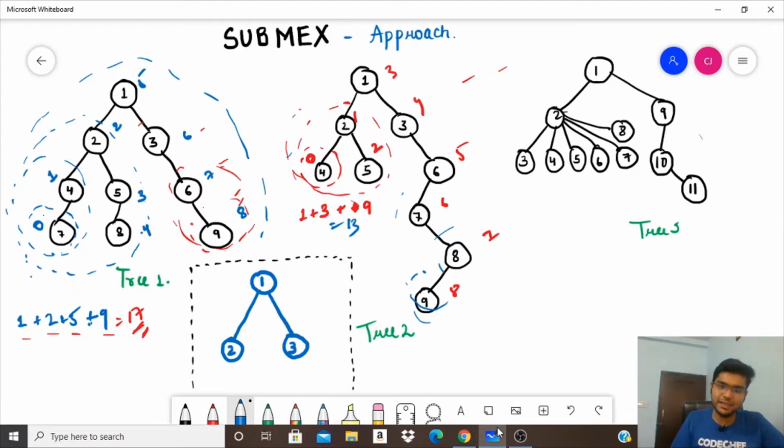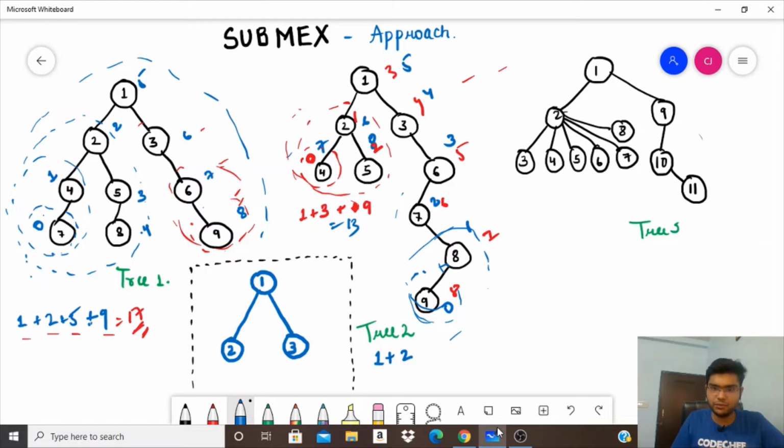But if we assign 0 at this particular level, like at node 9, with 0, 1, 2, 3, 4, 5, 6, 7 and 8, we have assigned the values like this. So what is the summation of maxes of all the subtrees? If we take this particular subtree, then the max will be 1. This particular subtree, which consists of 8 and 9 nodes, the max will be 2.